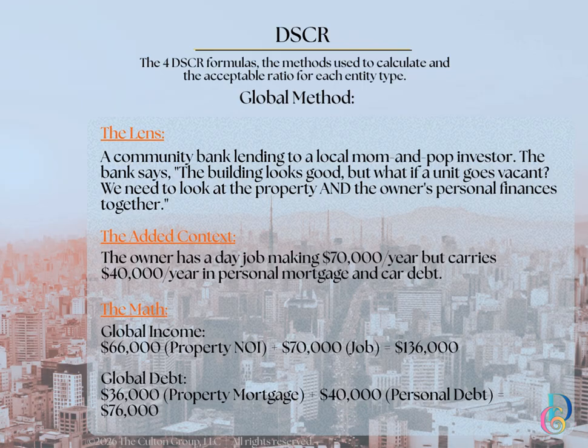income plus personal income, business debt plus personal debt. So let's look at this. The owner has a day job making $70,000 a year, but carries $40,000 a year in personal mortgage and car debt. Using the global method, 66,000 property NOI plus 70,000 from his job. That's 136,000. Global debt, 36,000 property mortgage, 40,000 in personal debt. So that brings it to 76,000 in global debt.